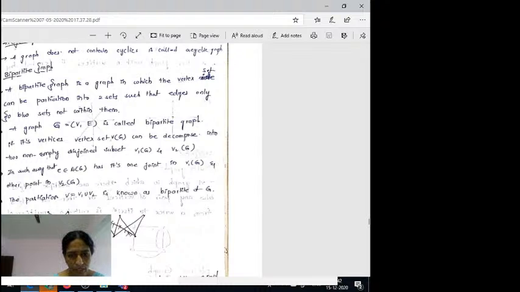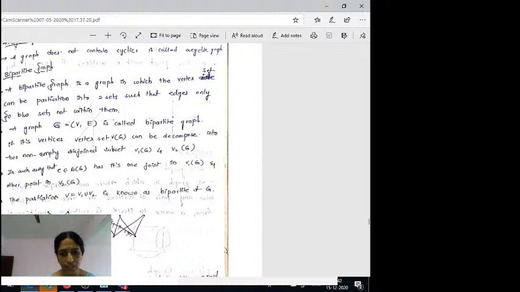Suppose you observe here, this graph contains 4 vertices. So you can pick one vertex. This vertex is adjacent with vertices in the other set. So this is one set and this is another set. There is no edge within the same set. Edges exist only with the other set of vertices. So that is called a bipartite graph.